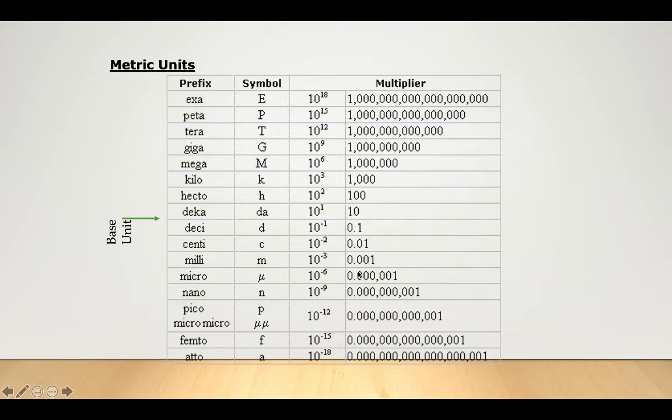But what about when we come to these decimals right here? Well, let's go ahead and look at a milli right here. Milli, the symbol is m. The multiplier here is 10 to the negative 3, right? Well, what does that negative 3 mean? If we think back to algebra here, that's 1 over 10 to the third.